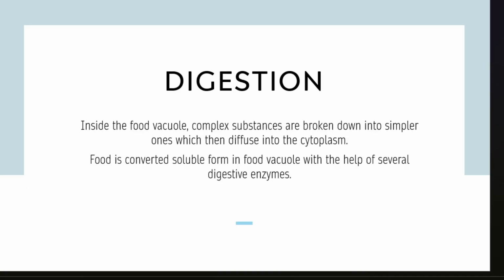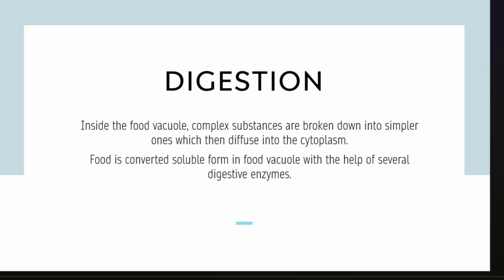So what is digestion? Inside the food vacuole, the food is in the complex form. So first we have to break it down into the simpler form. So inside the food vacuole, complex substances are broken down into simpler ones, which then diffuse into the cytoplasm. After the breaking down of the complex food, it becomes a simpler one, then it diffuses into the cytoplasm.